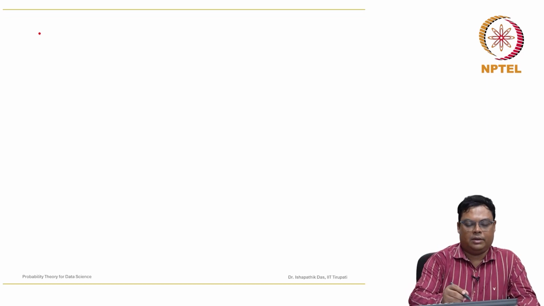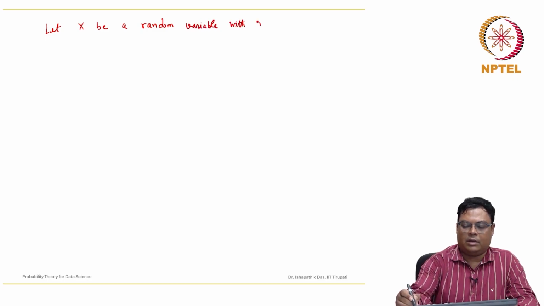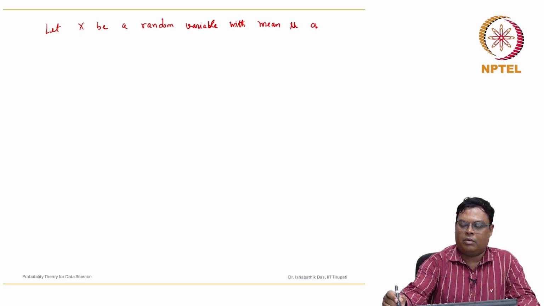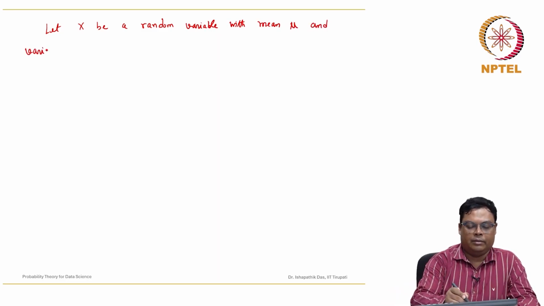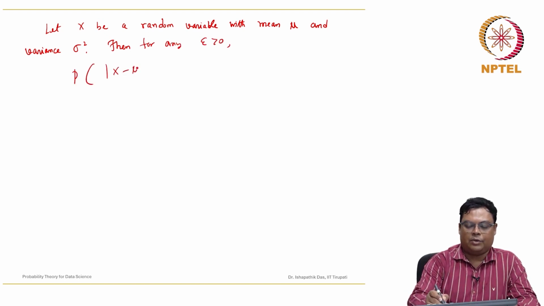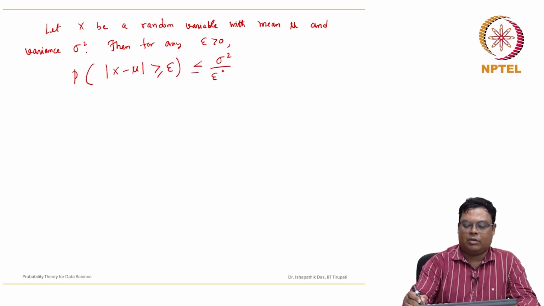So it is any random variable. Let x be a random variable with mean mu and variance sigma square. Then for any epsilon greater than 0, the probability that the absolute value of x minus mu is greater than or equal to epsilon is less than or equal to sigma square by epsilon square.